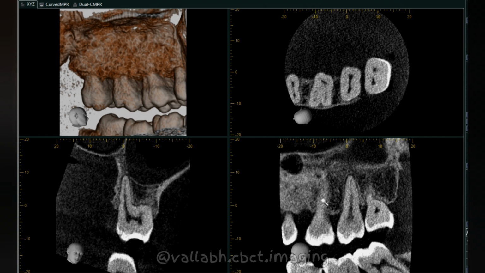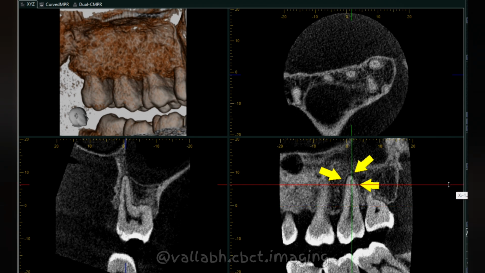And there's the PDL widening as seen in the palatal root. So this is PDL widening. This could be either because of the secondary caries or presence of the micro cracks. So this was all about micro crack as seen in the CBCT section.